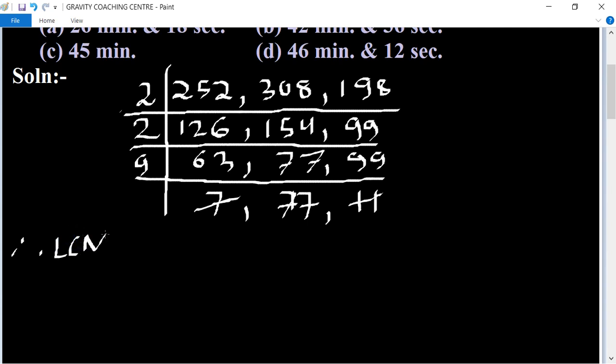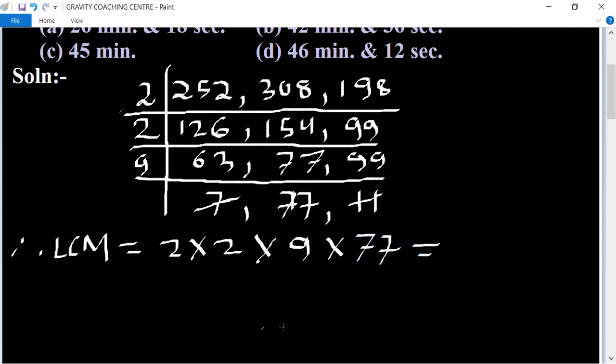Therefore, LCM equals 2 into 2 into 9 into 77, equal to its product, which is 2772 seconds.